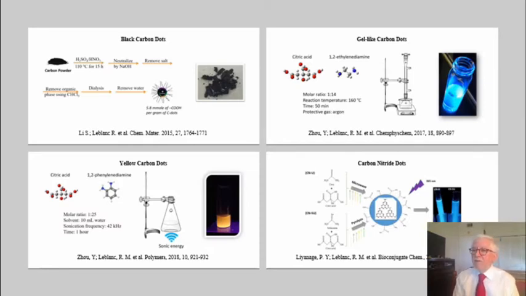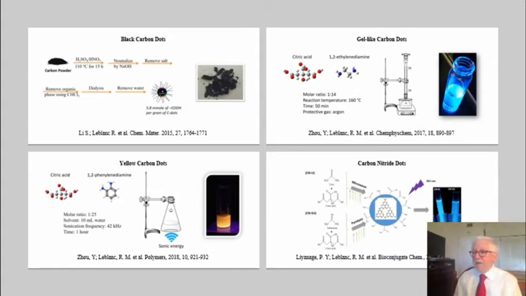So in that way we prepare the gel-like carbon dots. Another way is the yellow carbon dots, so again citric acid as the precursor, and we add 1,2-phenylenediamine. Again the ratio 1:25. I must say the previous one was ratio 1:14. So 1:25, and again in this particular case using sonication to produce carbon dots.